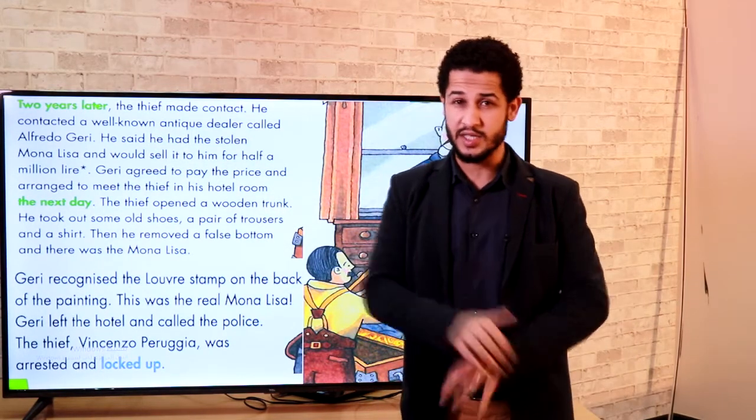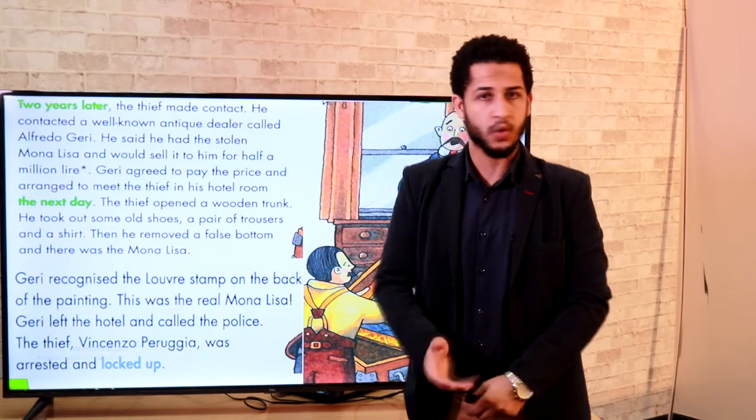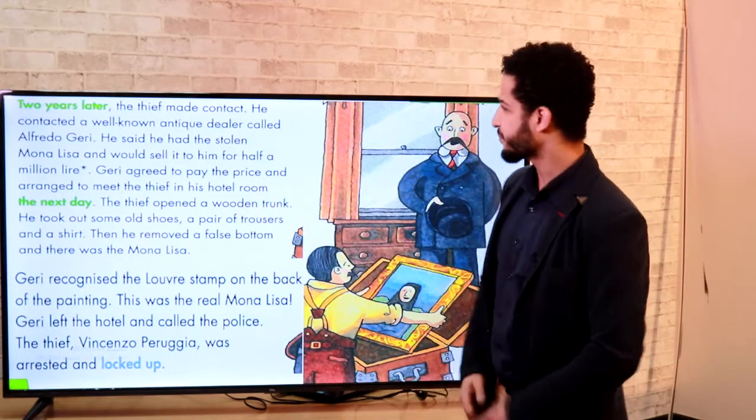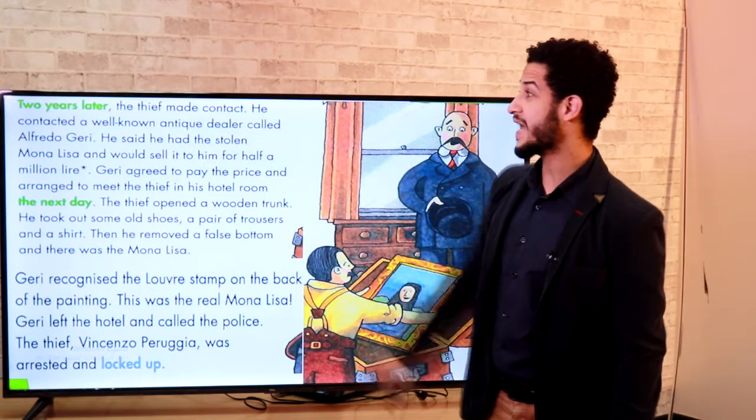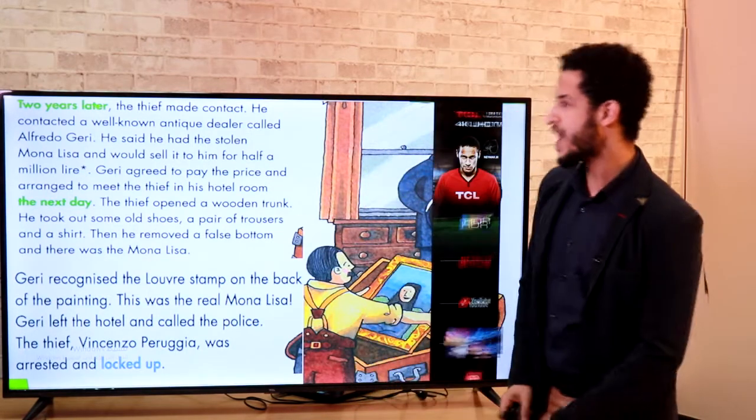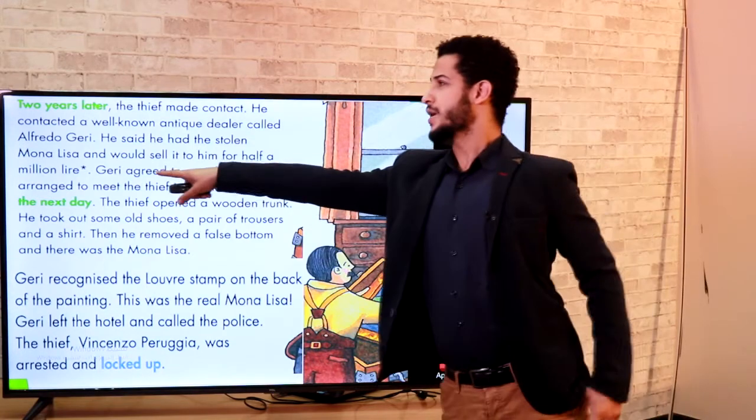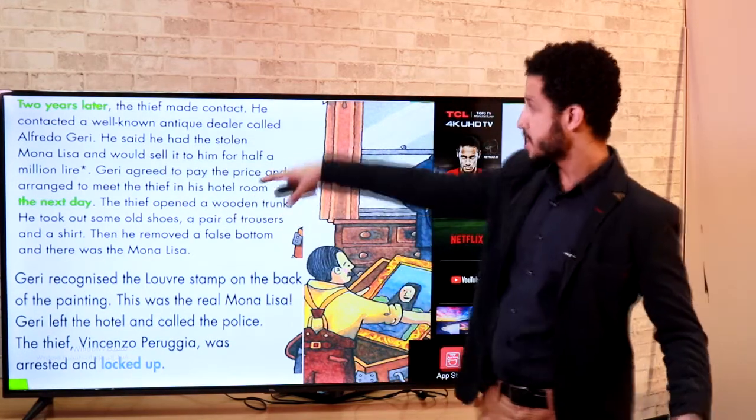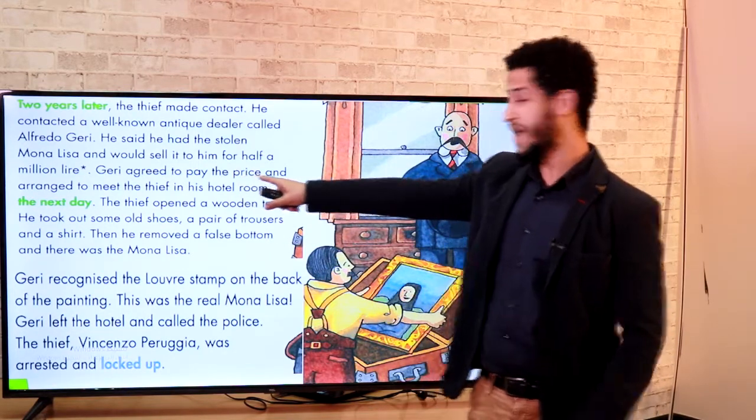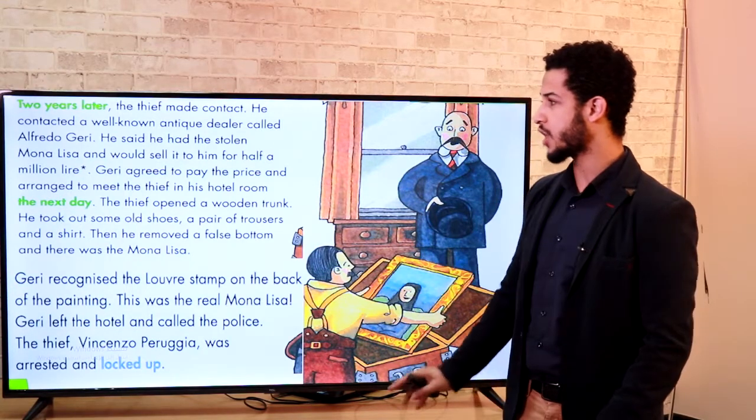Before I read, can you guess what the thief wants? Yeah, of course, he wants to sell the Mona Lisa for a lot of money, okay? He said that he had the stolen Mona Lisa and would sell it to him for 500,000 lire. Jerry, the dealer, agreed. He agreed to pay the price and arranged to meet the thief in his hotel room.